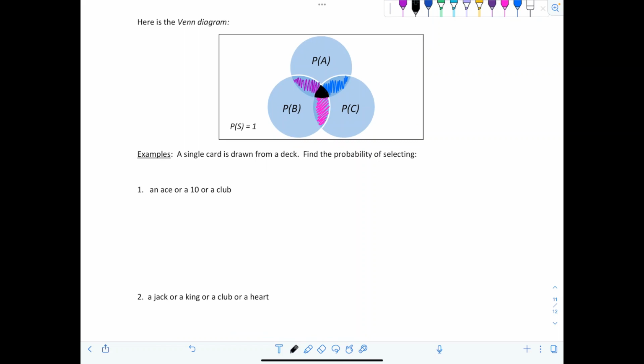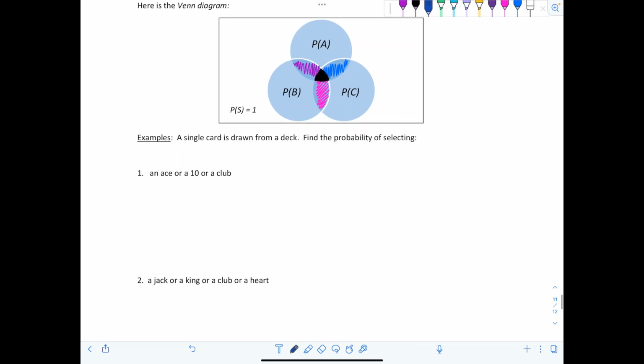So there's the Venn diagram. Let's just go back to a nice card example, since hopefully we're all pretty familiar with that. So a single card is drawn from a deck, standard deck. Find the probability of selecting. Part 1 says, an ace or a 10 or a club.